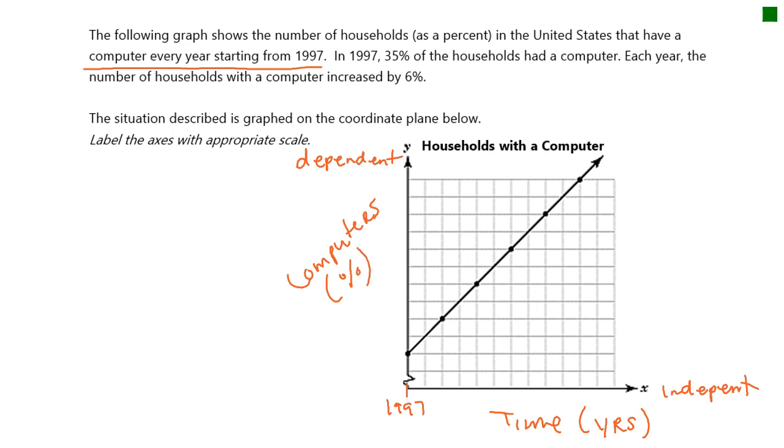All right, I keep reading. It says in 1997, 35% of the households had a computer. That means that at 1997, the very first point has to be 35%. Right, that's how much they started with. Okay, each year, the number of households with a computer increased by 6%. They're already telling you that it's increasing by 6%, so this has to be your scale. The pattern, how much is it going by all the time? Okay, they told you each year, that means it's going up by one each year. So if this is 1997, the next one has to be 98.